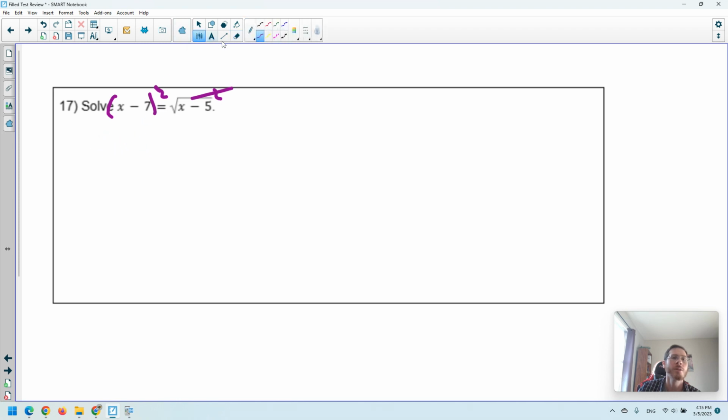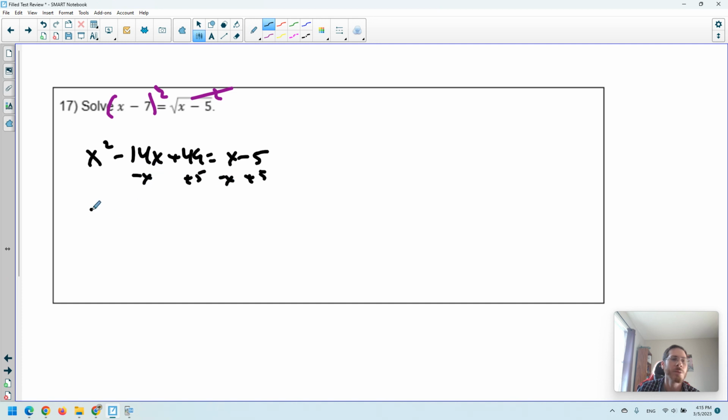So let's multiply that out. Again, we're just going to use our tricks to multiply this out to x squared minus 14x plus 49 equals x minus 5. All right, well, we can add 5 to both sides. We can subtract x from both sides. So x squared minus 15x plus 54 equals 0. And so right now we just have a regular quadratic.